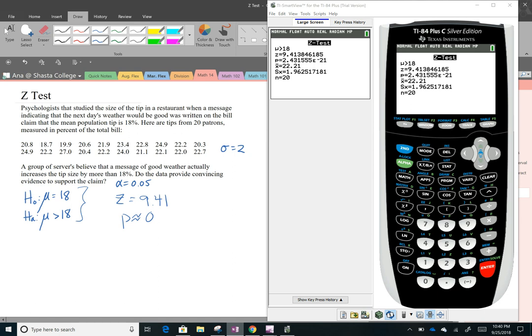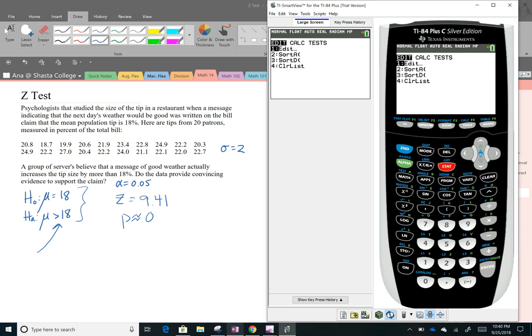So this p-value being low, it's much lower than my alpha. I would reject the null, and I would definitely say that I have supporting evidence for the claim that it is greater than 18. I could do stat, tests, and I could do a z-test with statistics.